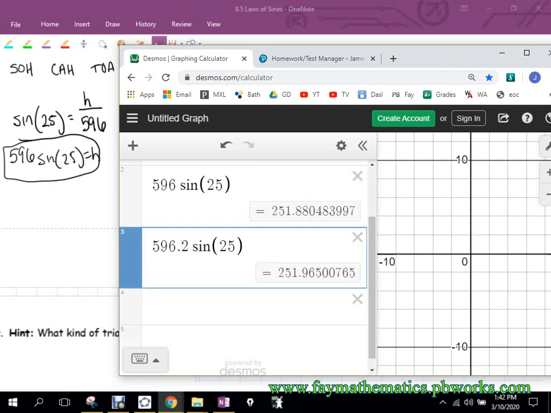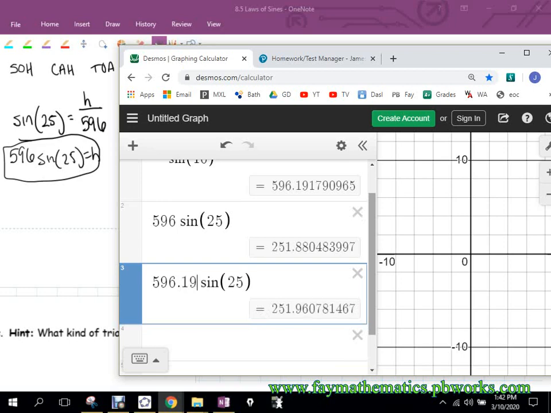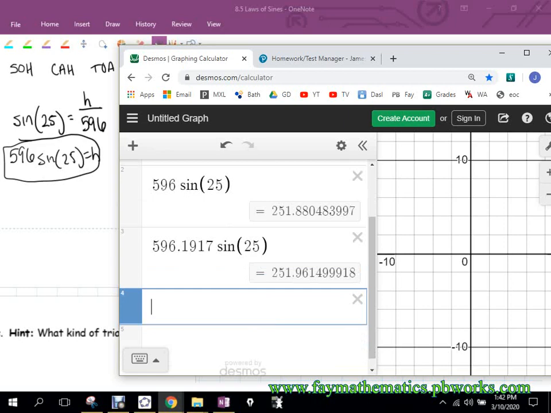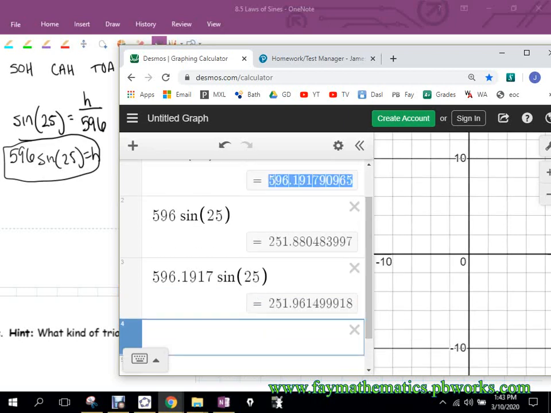Okay? Even if I type in 596.1917, I'm still going to be off. The best answer is all of that number, right? And even if I just cut and paste that whole number or type in that whole number, remember we've had a discussion that with 5, there are things that happen after that, right?